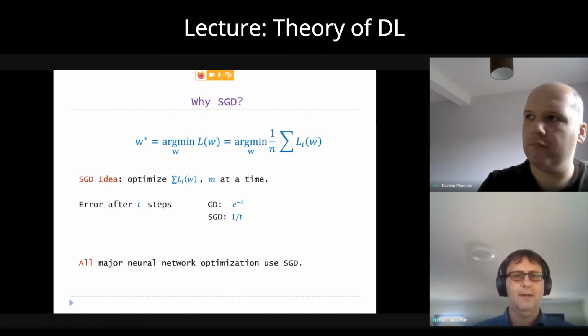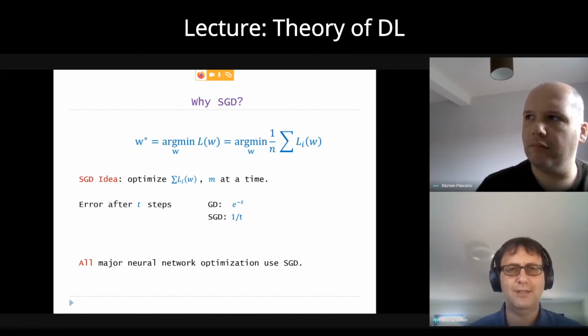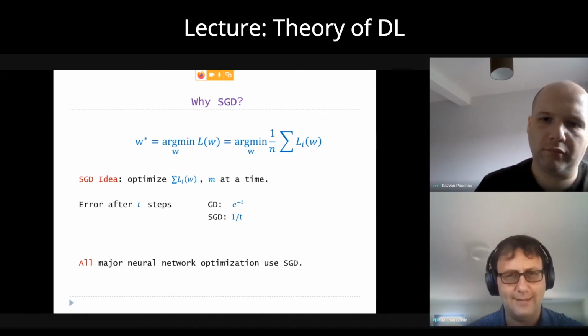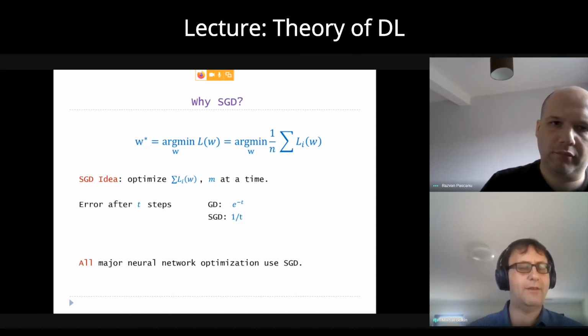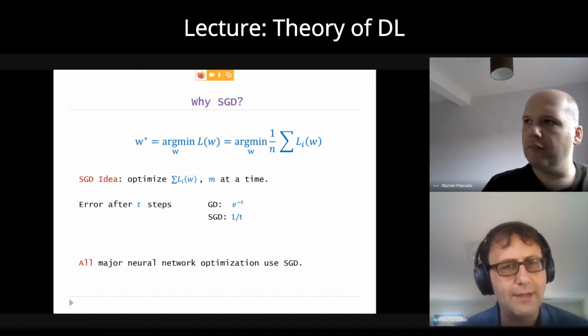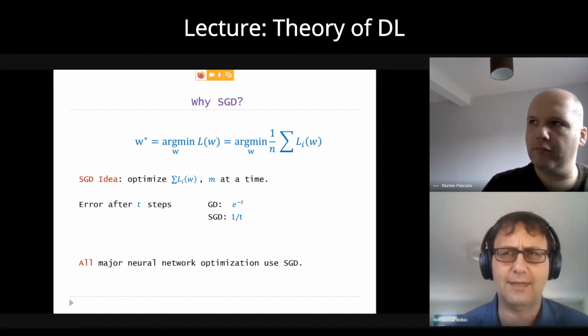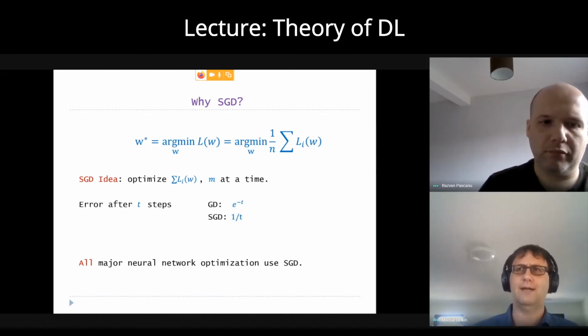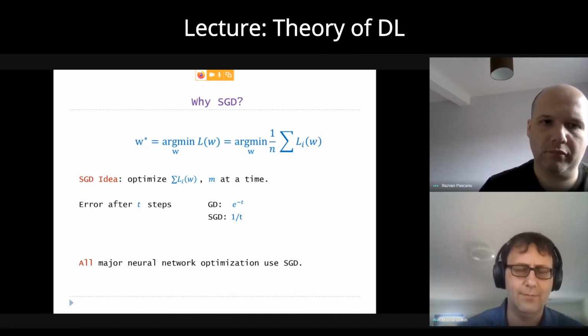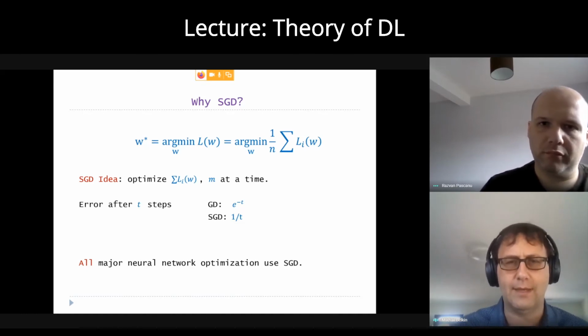And if you think about it, we always like exponential, right? Exponential is just so much better than anything else. Yet, nobody used gradient descent. All major neural network optimizations use stochastic gradient descent, or versions of stochastic, Adam, and so on, essentially SGD plus something.